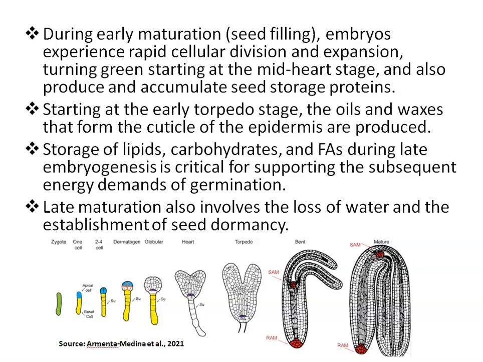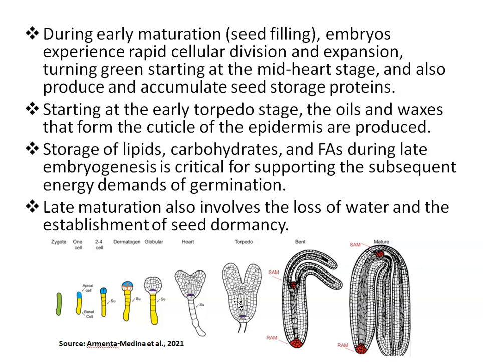During early maturation, that is seed filling, embryos experience rapid cellular division and expansion, turning green and starting at the mid-heart stage. They also produce and accumulate seed storage protein at this stage. Starting at the early torpedo stage, the oils and waxes that form the cuticle of the epidermis are produced.